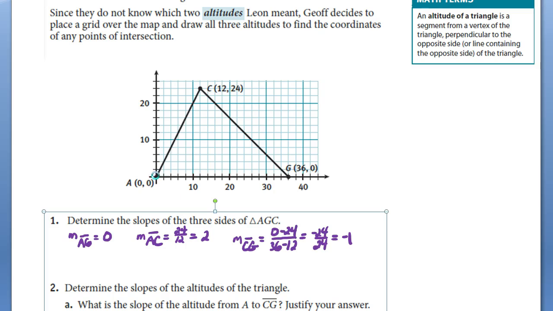Or we could have just noticed that with the marks, that it's counting up 2 units over 1 unit. Up 2 over 1. The other side of the triangle, called CG, has a slope of -1. We can use the slope formula and subtract the ordered pairs, or simply observe that from this dot, we're going down 1 over 1.